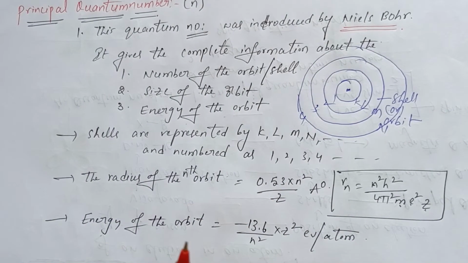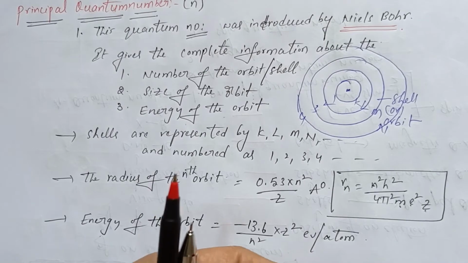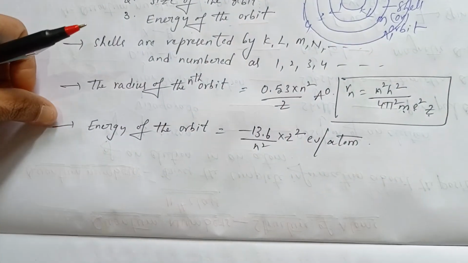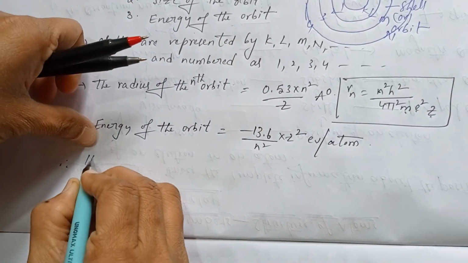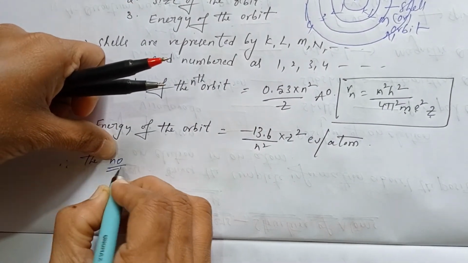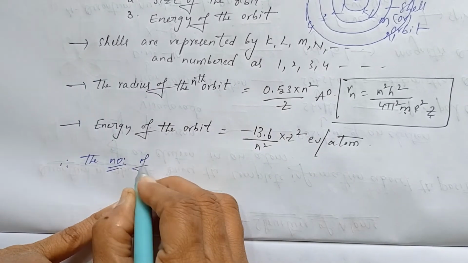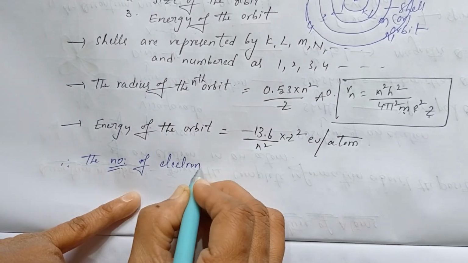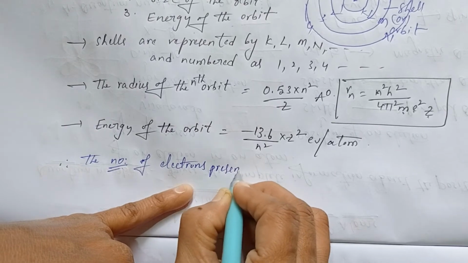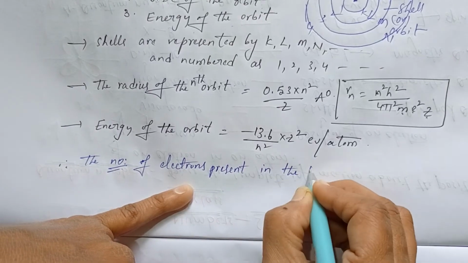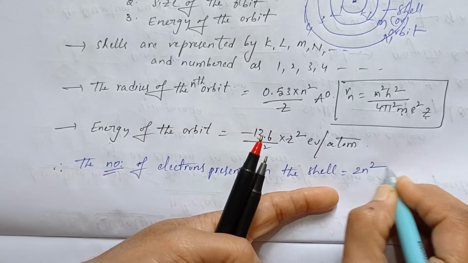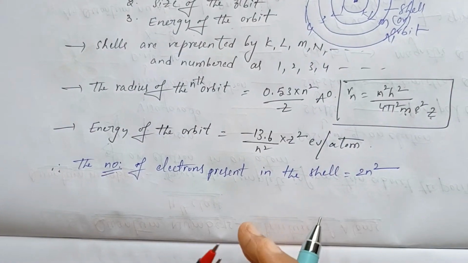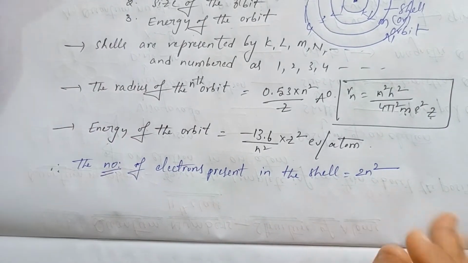And how to find the number of electrons present in the orbit? What is the formula, students? Important one. The number of electrons present in the shell: the formula is 2n square. Formula is 2n square, students. Now, by using this formula, I will discuss one table with you, students.